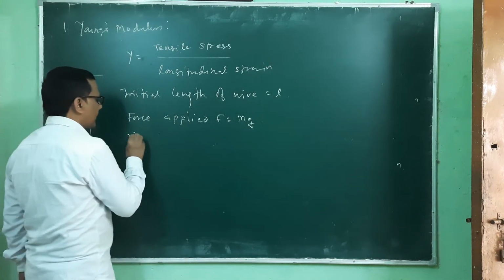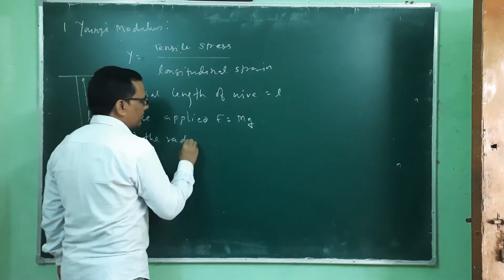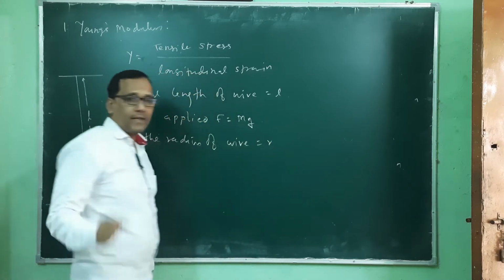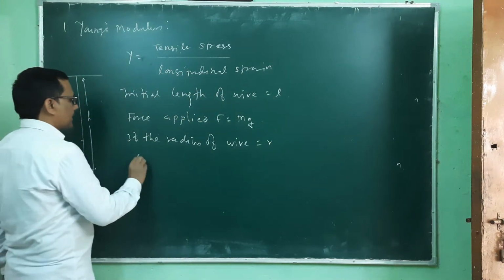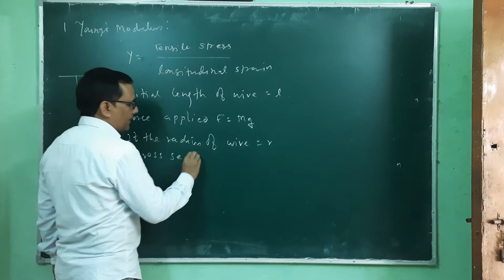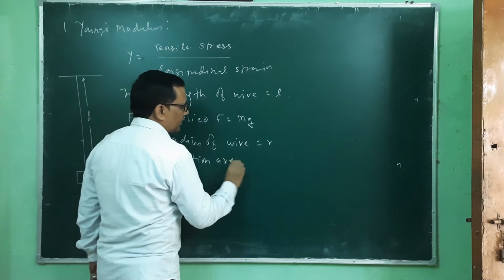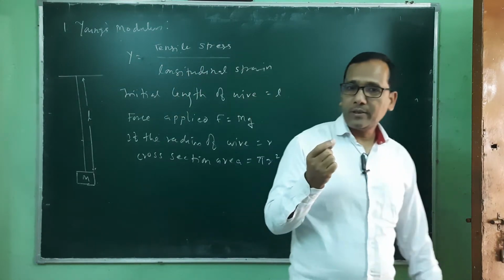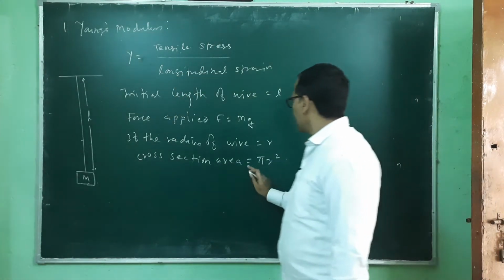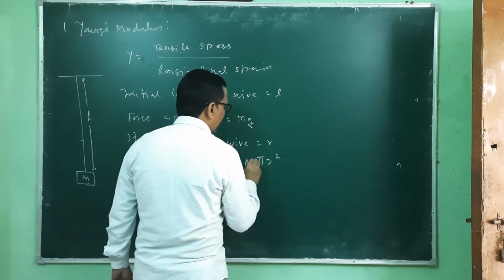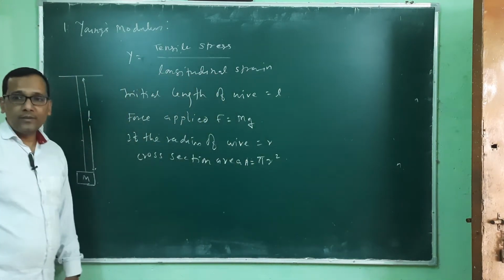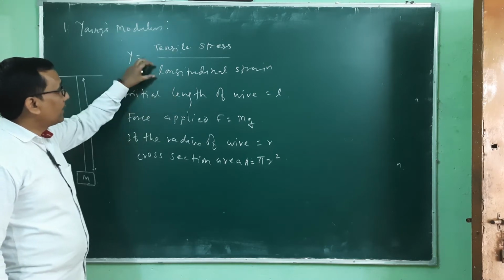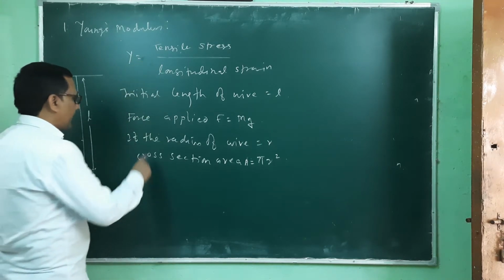If the radius of the wire is R, let's say the radius of wire is R, then the cross section area is equal to pi R square. This is a cylindrical wire, so the cross section area A is equivalent to pi R square. So we can calculate the tensile stress as well as longitudinal strain.